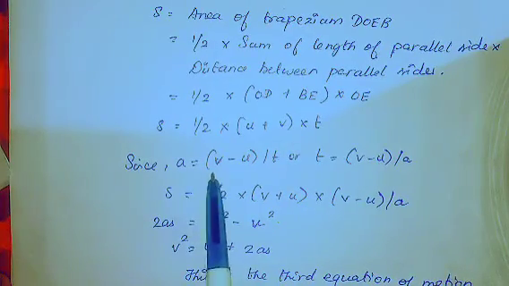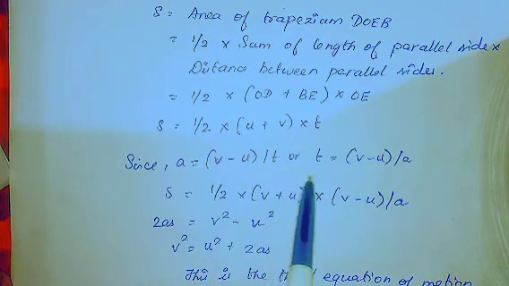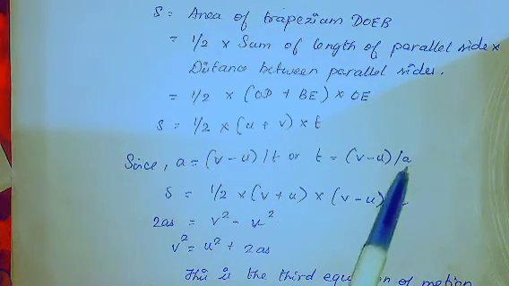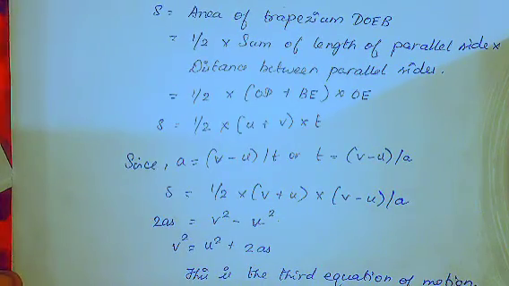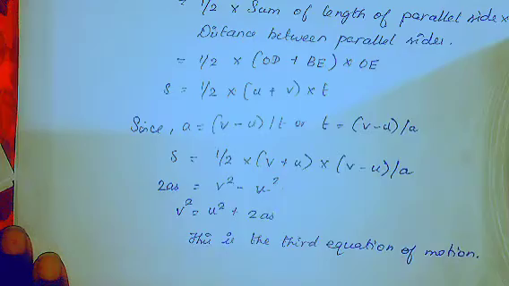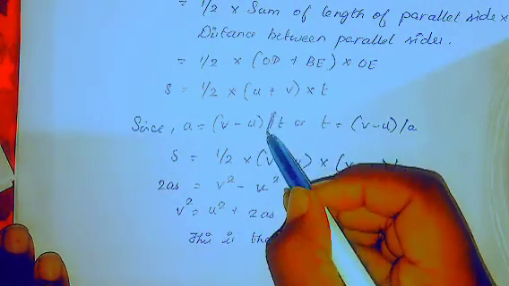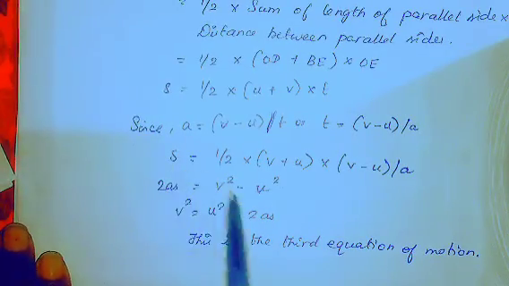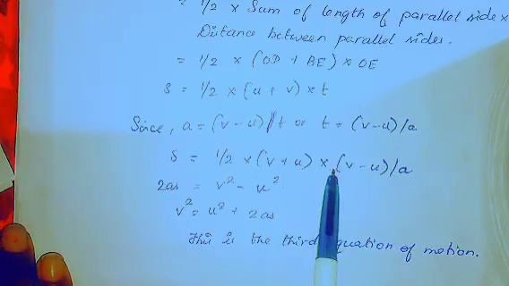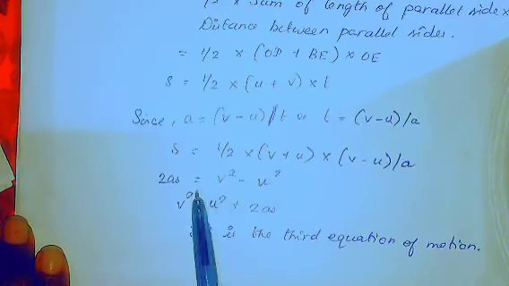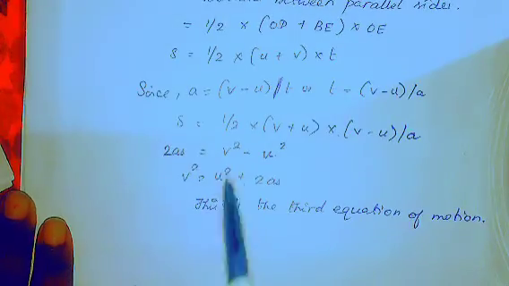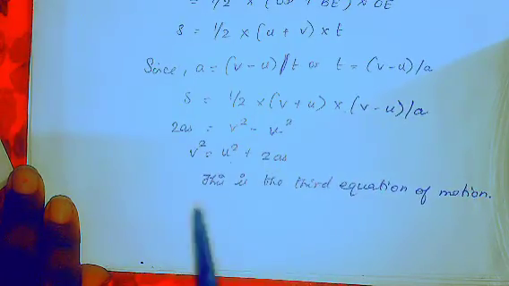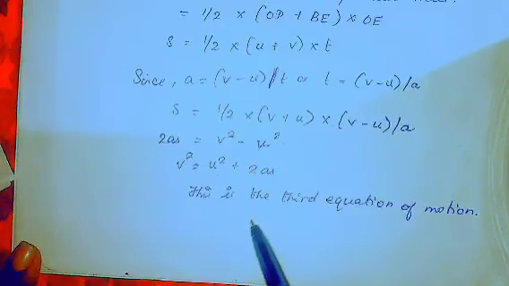Since a equal to v minus u by t, t equal to v minus u by a. So S equal to 1/2 into v plus u into v minus u by a. 2as equal to v square minus u square. v square equal to u square plus 2as. This is the third equation of motion.